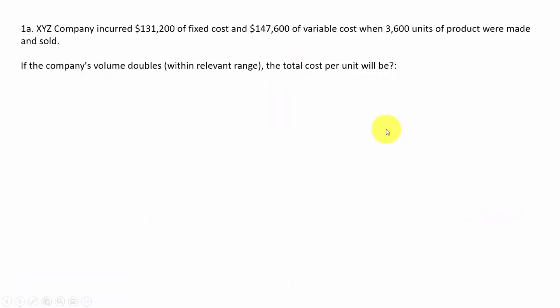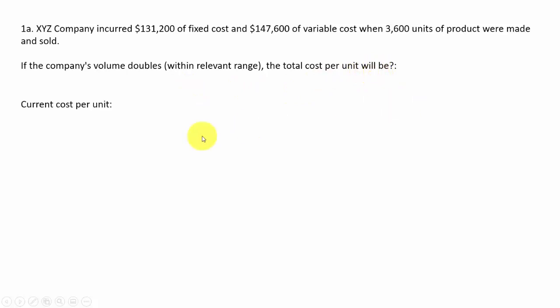Okay, so we have a company here called XYZ. They incurred $131,200 worth of fixed cost and $147,600 worth of variable cost when 3,600 units of product were made and sold. If the company doubles volume within the relevant range, there you go, that's the key thing right there, they're still within the relevant range even when they doubled their volume, the total cost will be what?